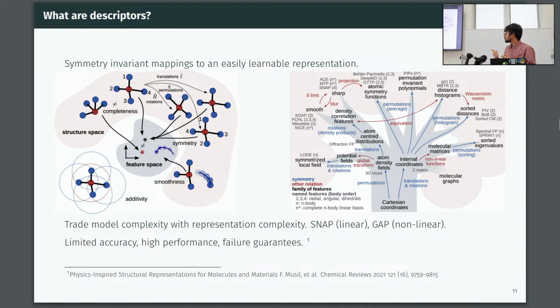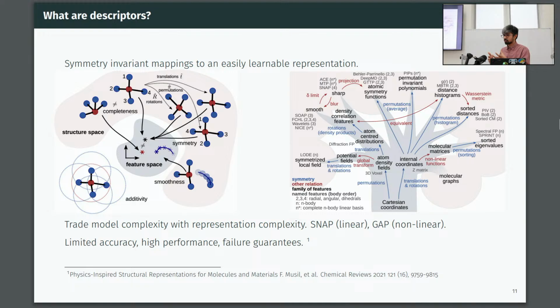Why do all of this? Because what these descriptors do is they shift the complexity of learning a potential from your machine learning model to the representation part. If you use something such as graph neural networks, your representation is simple, you just give it the coordinates and it will give you energy and forces, but then your model becomes really expensive and really complicated. In this case, two of the most used models are called SNAP and GAP.